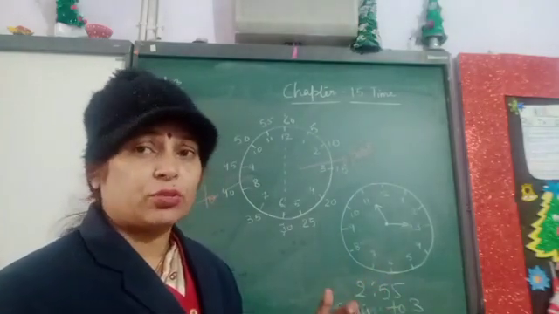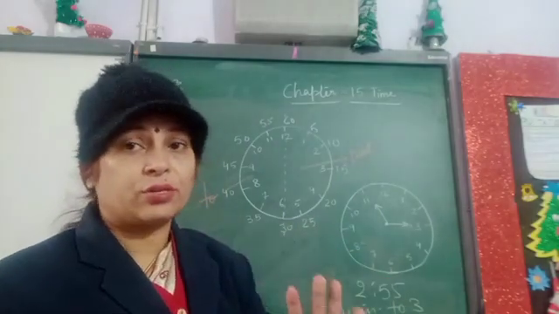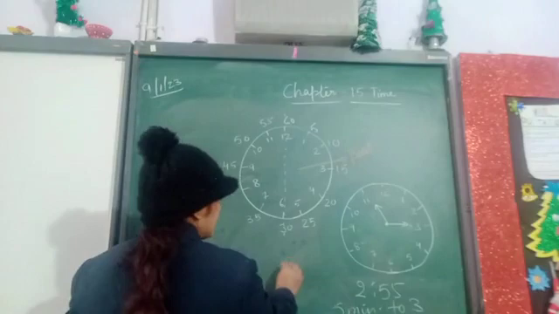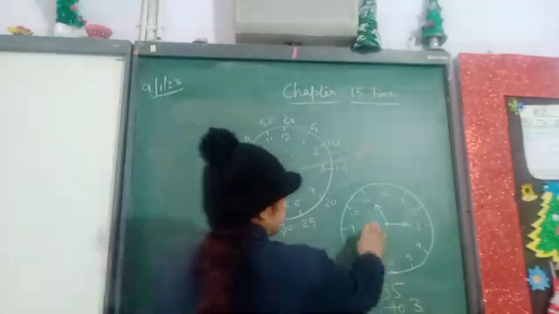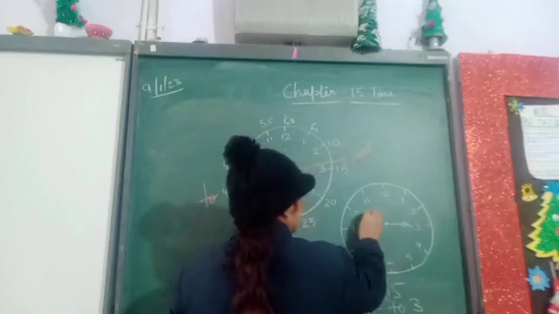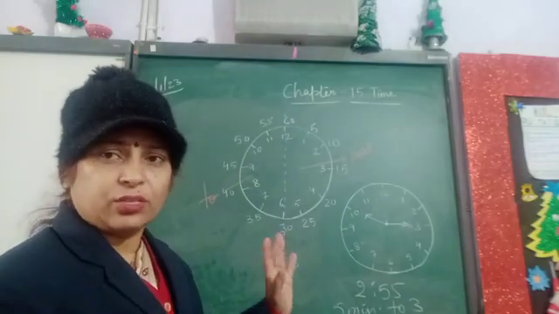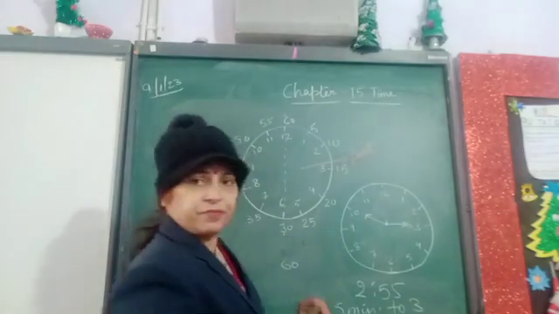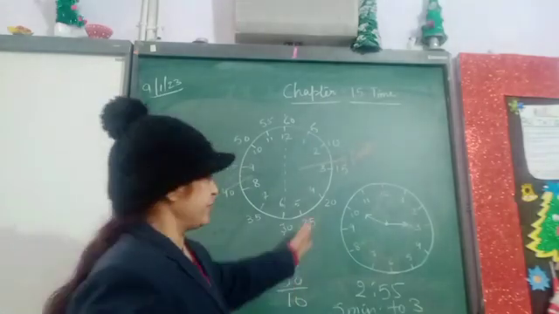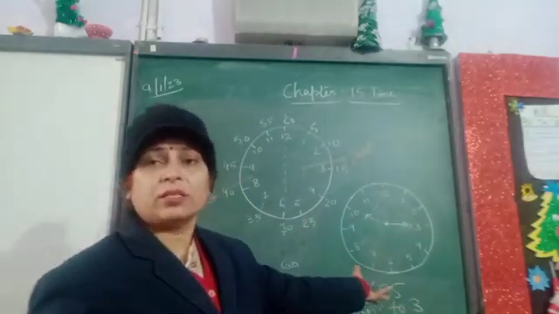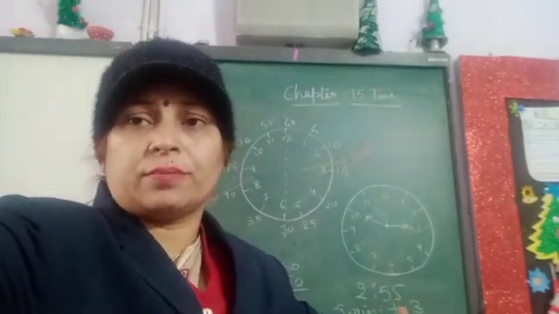And the other way also, children, if you are not able to calculate, you know 1 hour is equal to 60 minutes. So from 60, you just subtract the time wherever it is pointing. Suppose this is pointing towards 10. You know 1 hour is equal to 60 minutes, and 10 fives are 50. So 60 minus 50 is 10. So you will say 10 minutes to 3. In this way also we can evaluate the time or read the clock.